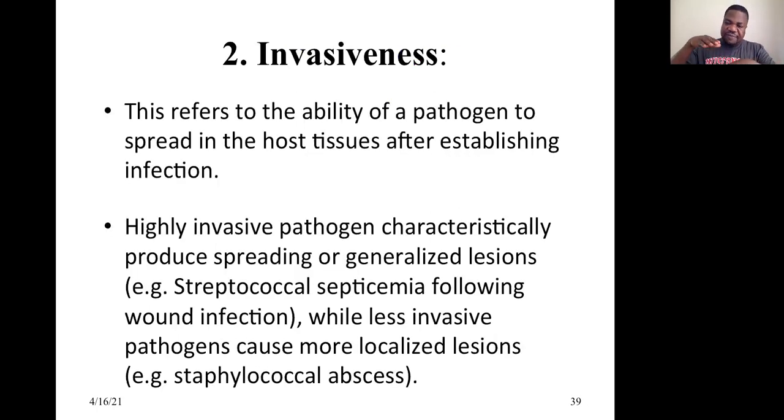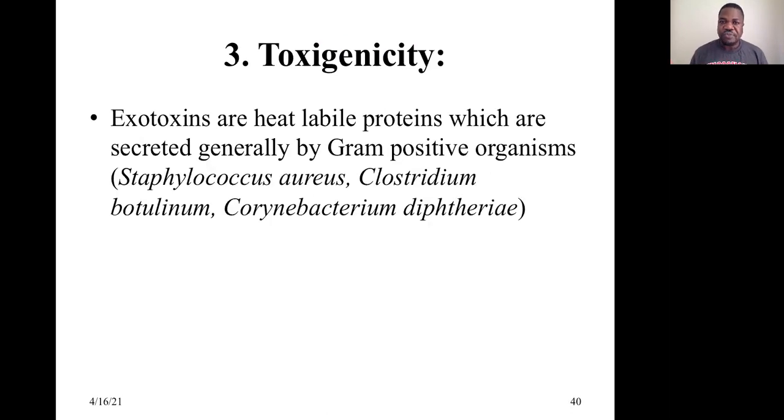Then the second phase, after attachment and fusion, is what we call invasiveness. Invasiveness is the second phase. This refers to the ability of a pathogen to spread in the host tissue in order to establish an infection. Many microorganisms will use different enzymes and different toxins to invade the tissue, to be able to cause an infection. Then there is also toxigenicity, where you can have, for example, exotoxins that are released by some bacteria.